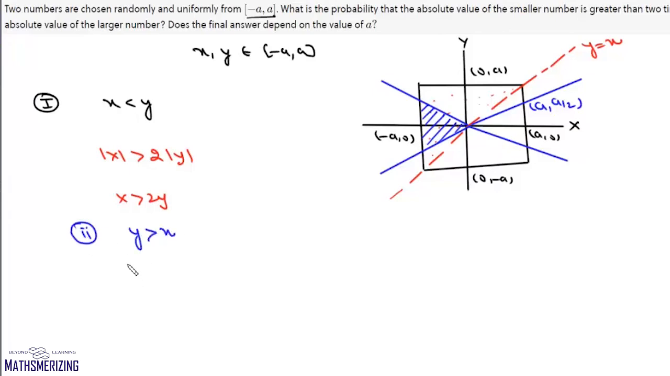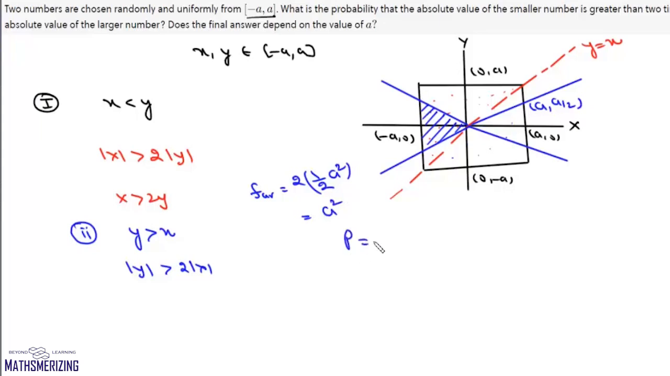Now in the same way, we can take the second case, when y is greater than x. In that case, we'll have this condition that mod of y is greater than 2 times mod of x. Now in this case also, from symmetry, this area will correspond to this similar area. So this favorable area will be simply 2 times 1 by 2, and what is the area of this triangle? Area of this triangle will be simply a square. So our favorable area will be a square.